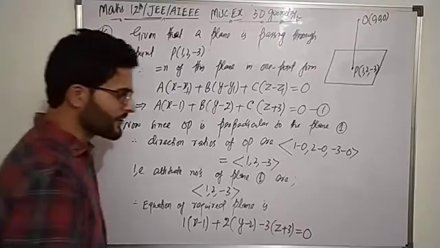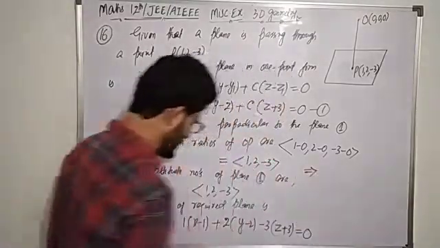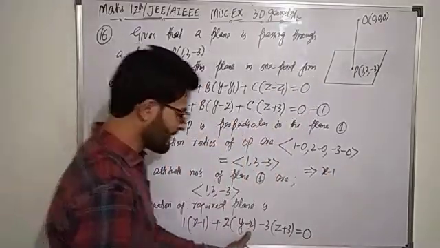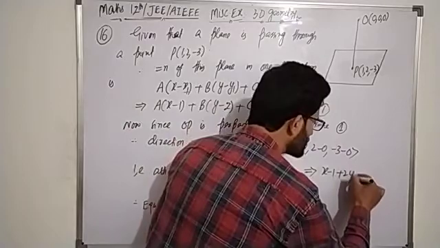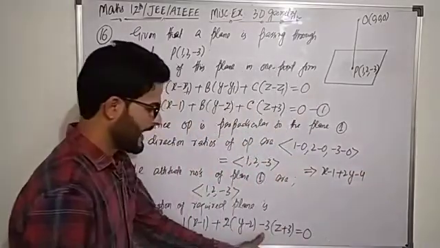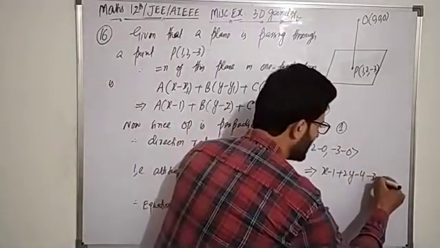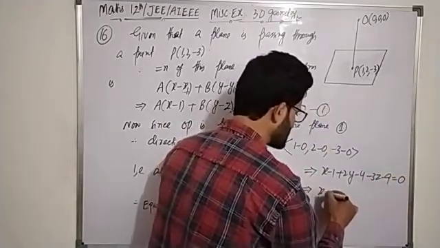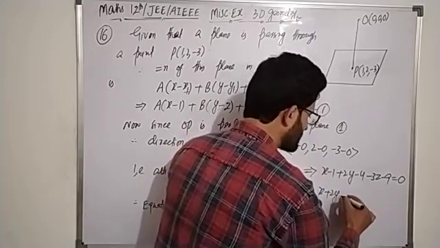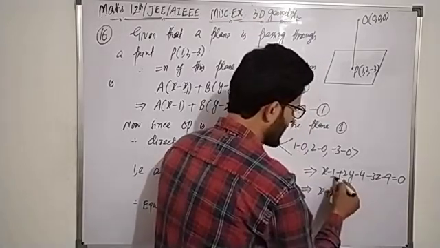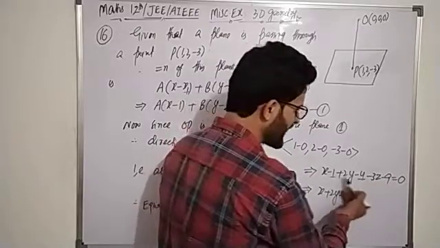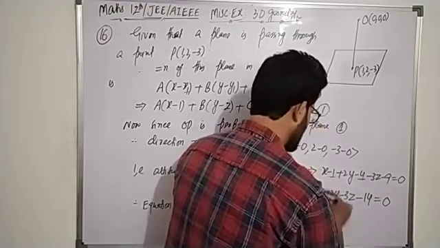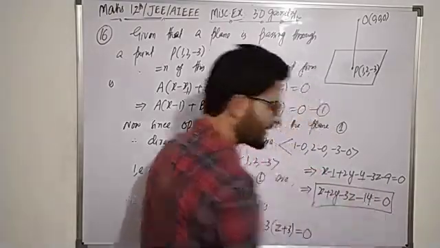Simplify this equation, we will get the required equation, and implies, yes, 1 into x minus 1, that's x minus 1, 2 into y minus 2, that is 2y minus 4, so plus 2y minus 4, and minus 3 into z, that's minus 3z minus 9 is equal to 0. Implies this can be written as x plus 2y minus 3z minus 1 minus 4, that's minus 5, and minus 5 minus 9 is minus 14 is equal to 0, which is the equation of required plane.